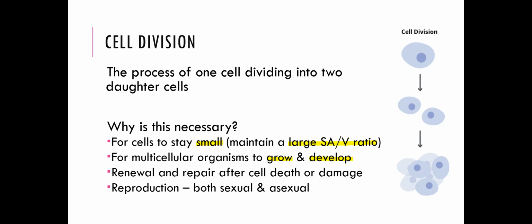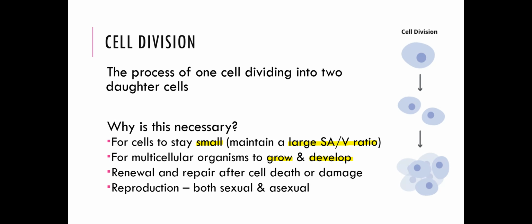We also need it for renewal and repair. Like we're constantly having cells die. They are not immortal, and so as cells die, we often replace them, like skin and blood and bone. We also need it to repair. You know, if we had a cut or we had a broken bone or something like that, our body will trigger cell division in order to fix certain tissues. And then just in general, we need it to reproduce.